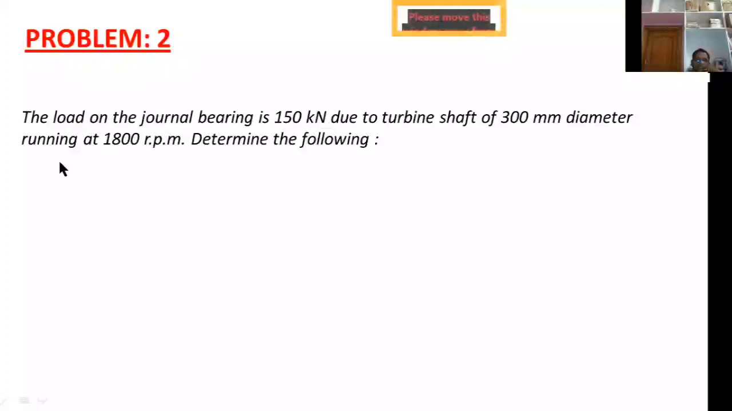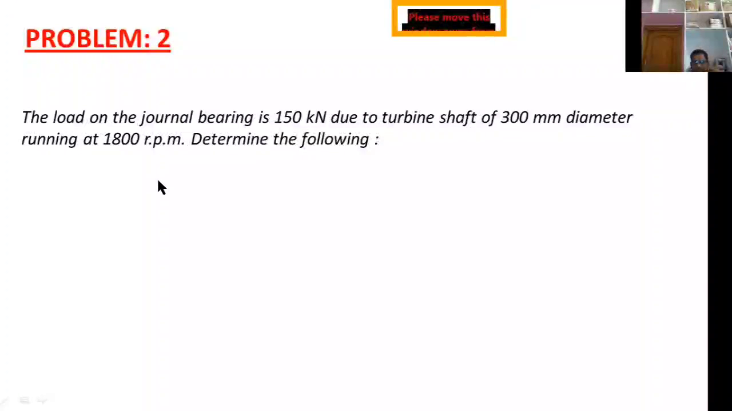Now the question: the load on the journal bearing is 150 kilonewtons due to the turbine shaft. Here the bearing is used in a turbine shaft for supporting the turbine shaft. The size of the shaft is given, that is 300 mm. So the diameter of the journal or shaft equals 300 mm, and the speed of the shaft is given, that is capital N equal to 1800 rpm.